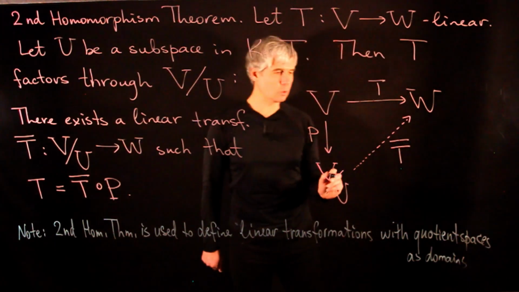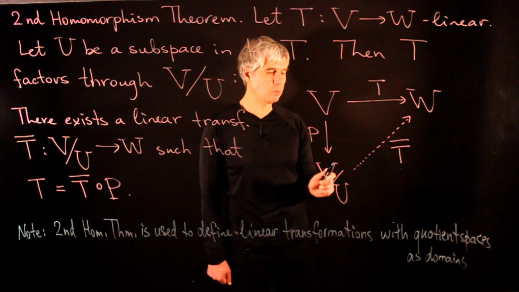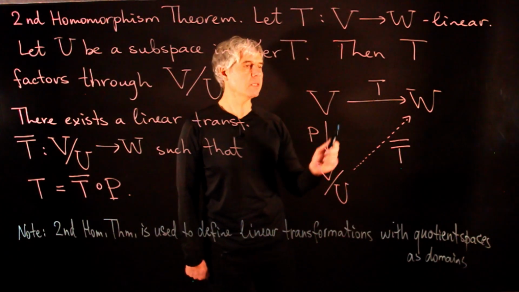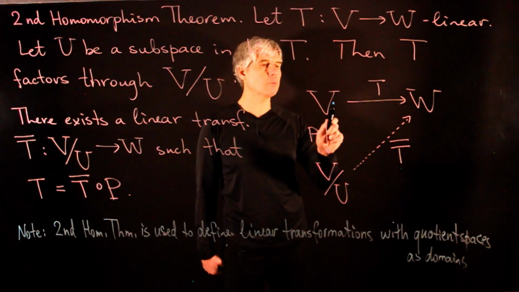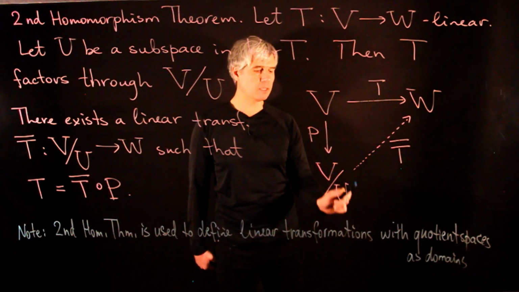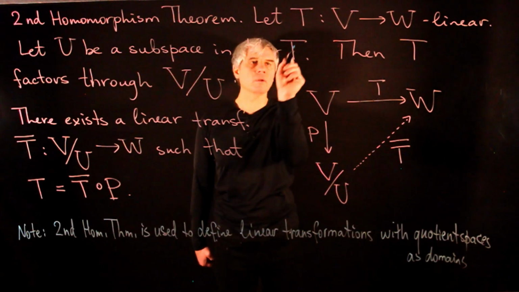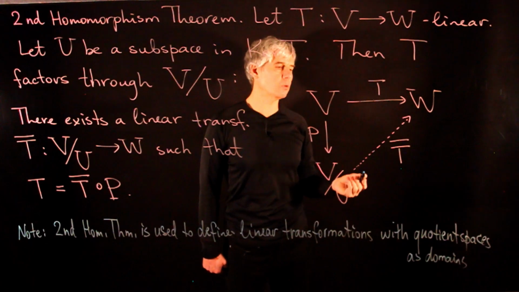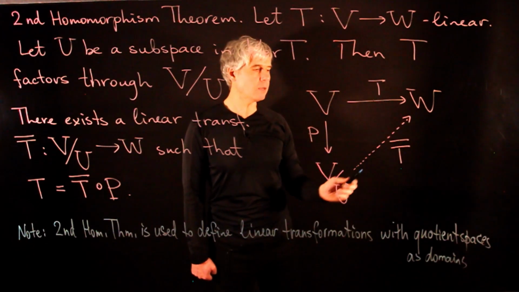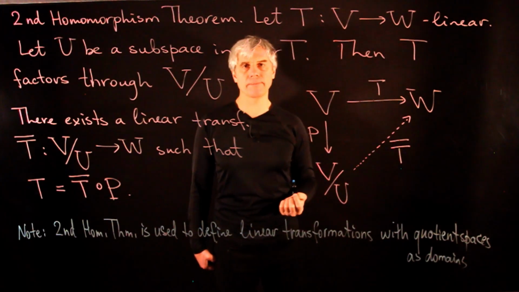So if we need to construct a linear transformation T bar from some quotient space V quotient by U to another vector space W, the way it's done is you first construct a linear transformation T from V to W with the property that the subspace that you want is sitting inside the kernel of the transformation T that you need to construct. And once you do this, then applying the second homomorphism theorem, you obtain a linear transformation T bar from this quotient space.